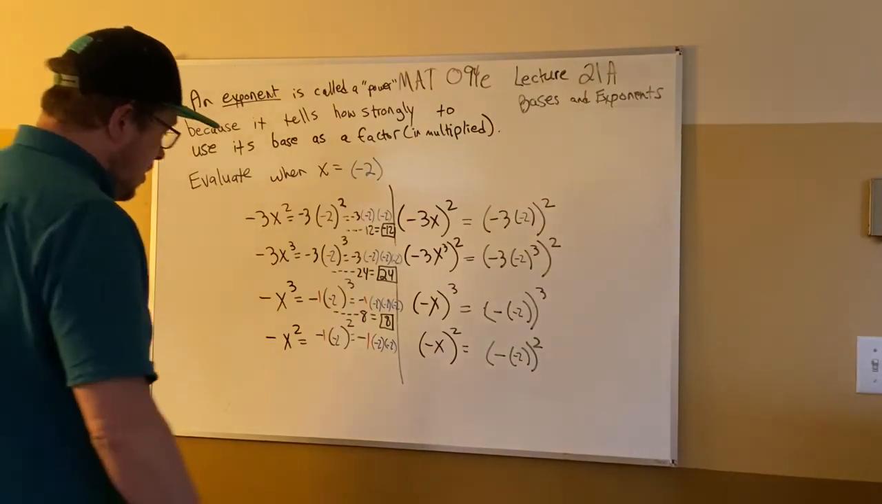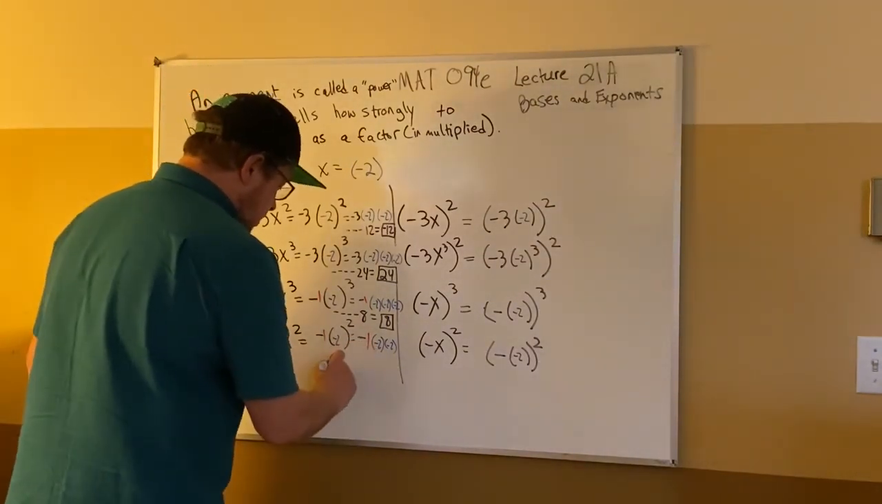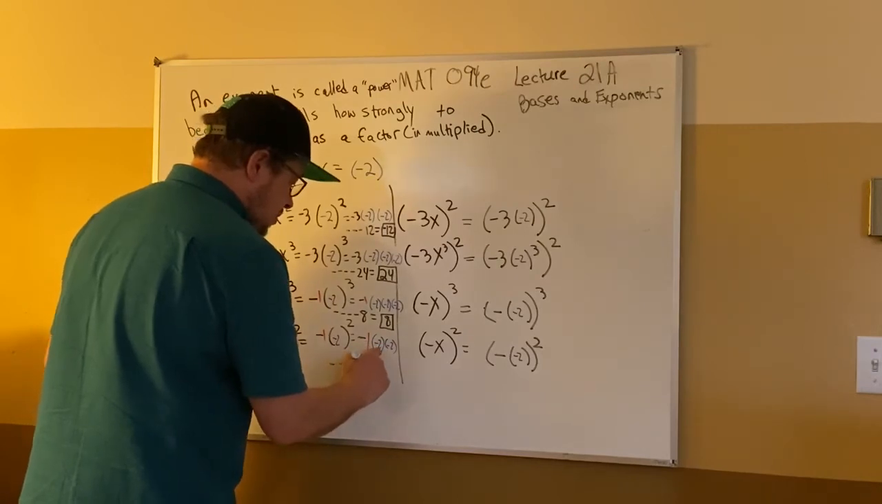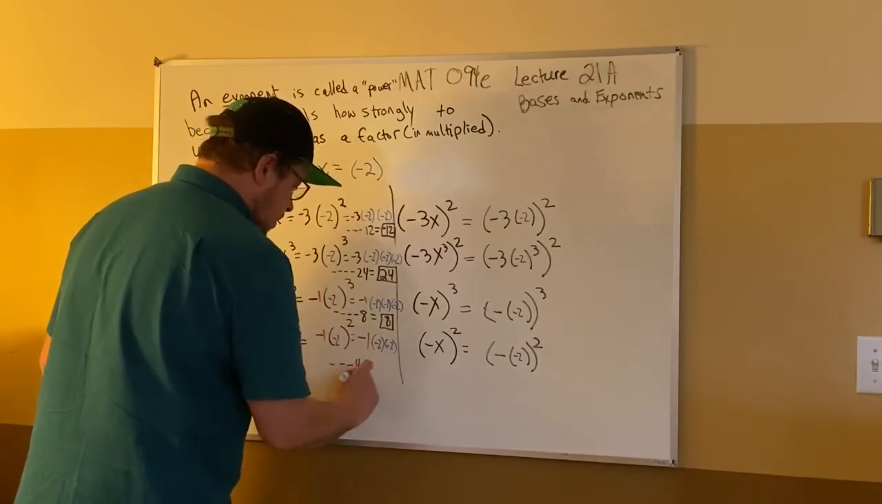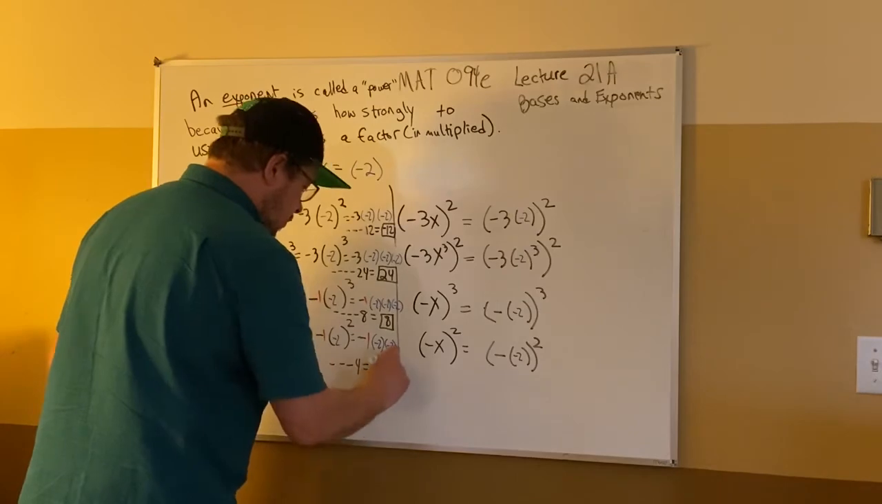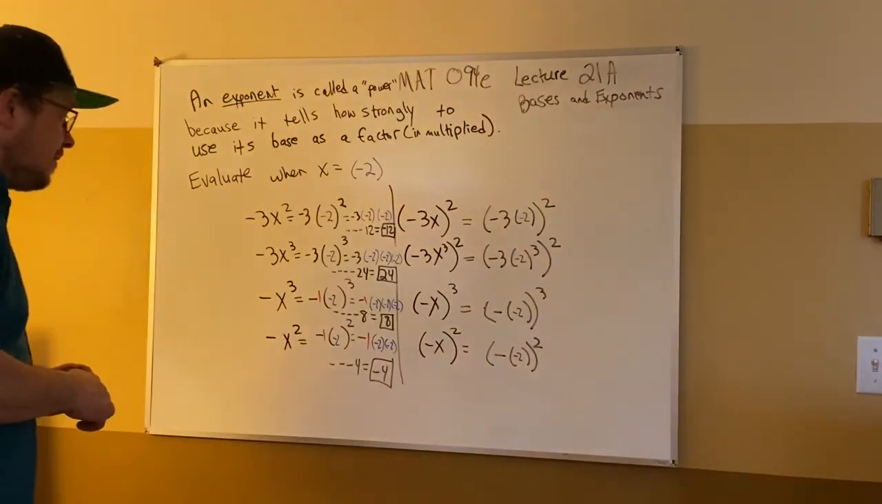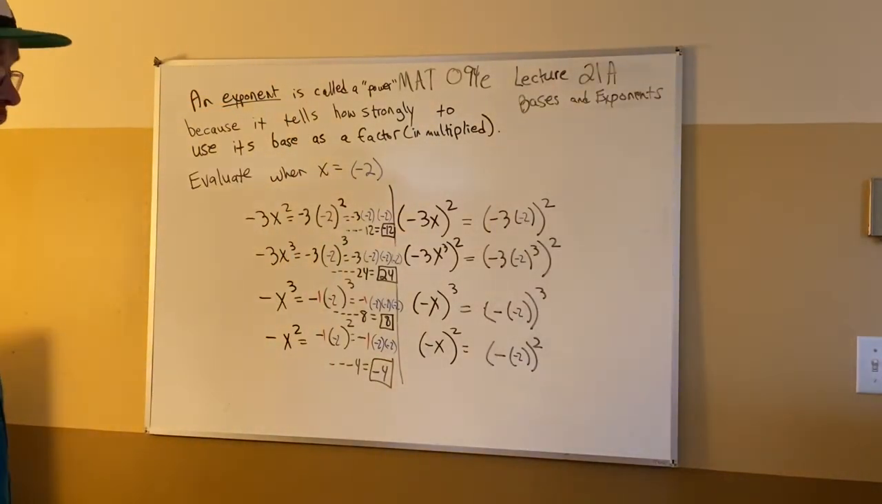And how about this one? 1, 2, 3 dashes. 1 times 2 is 2, times 2 is 4, 3 dashes, -4. Okay, these are the values that we're working on when we drop in the x, including its parentheses in blue, to get it to happen.